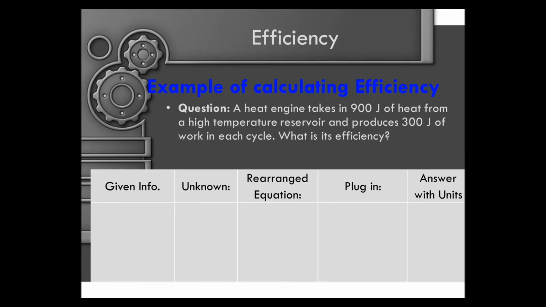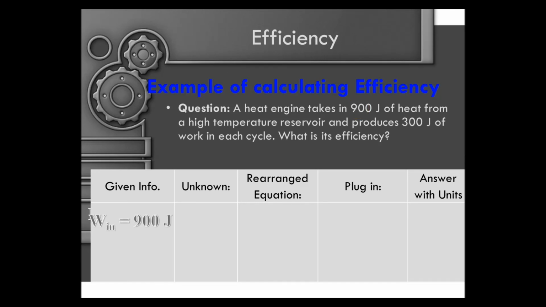Here's an example of an efficiency problem. So, a heat engine takes in 9,000 joules of heat from a high temperature reservoir and produces 3,000 joules of work in each cycle. What is the efficiency? So again, the hardest part about these is trying to figure out which one is which. So remember, in is always the person and out is the machine.